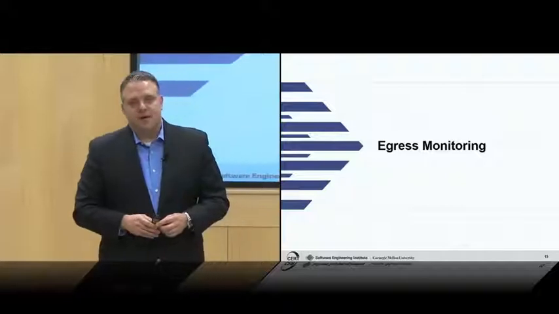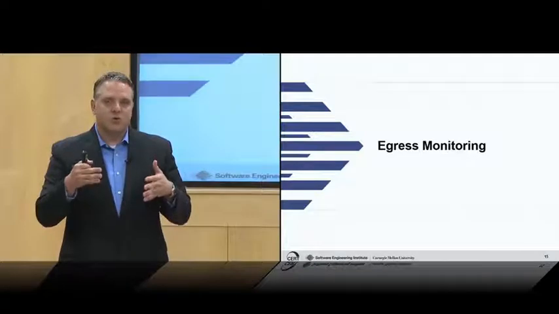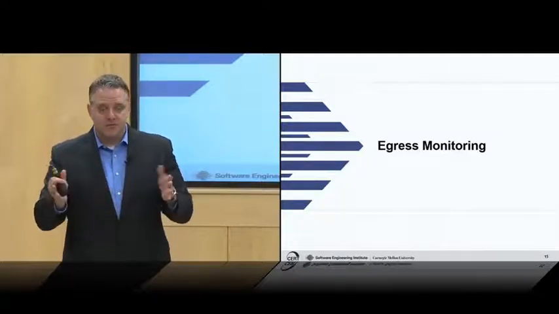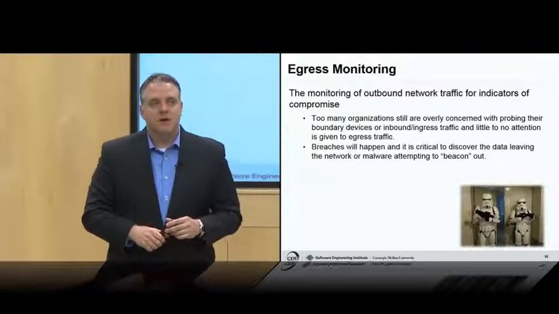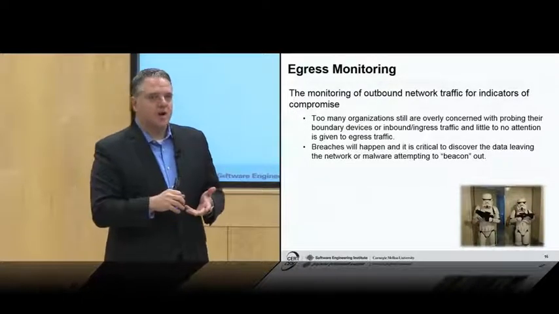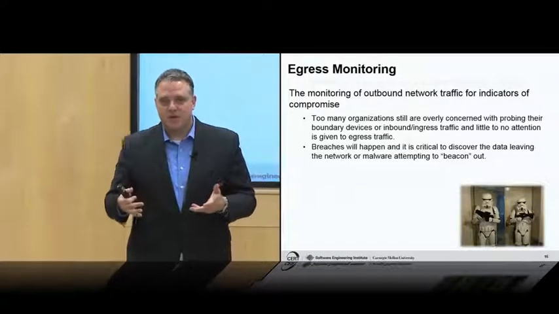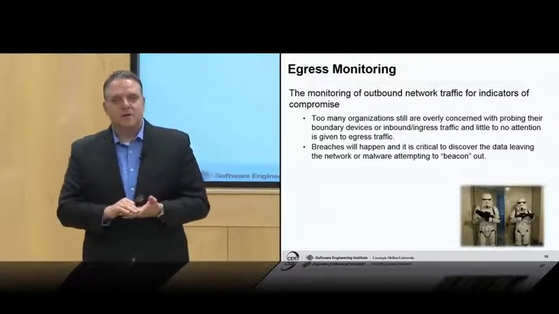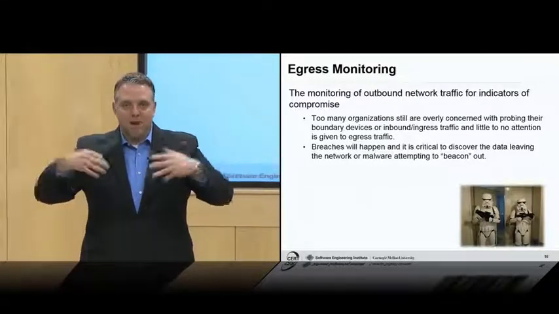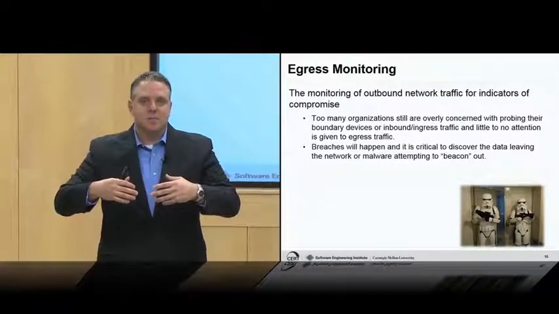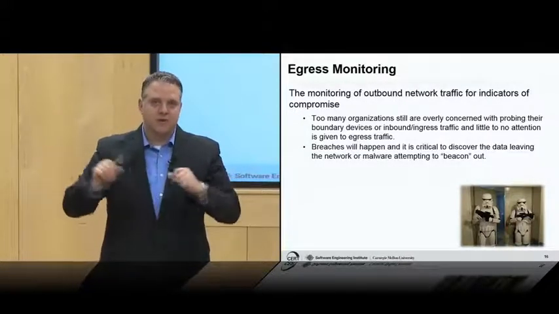And we'll also talk about egress monitoring, this idea that you should be watching your network boundaries for stuff, whatever it might be, leaving the network. Monitoring outbound network traffic for indicators of compromise is egress monitoring. A lot of companies spend a lot of money and a lot of time looking for inbound connections or ingress connections, but very few of them actually look at outbound connections.